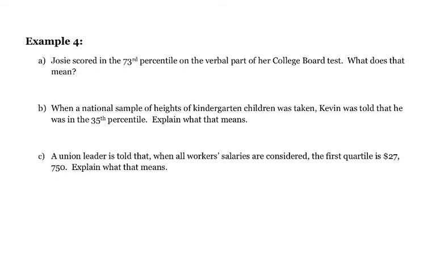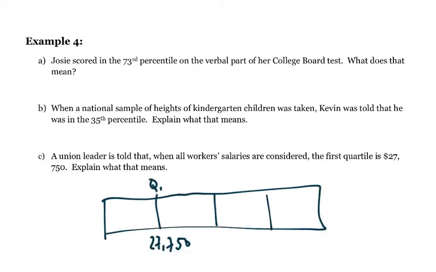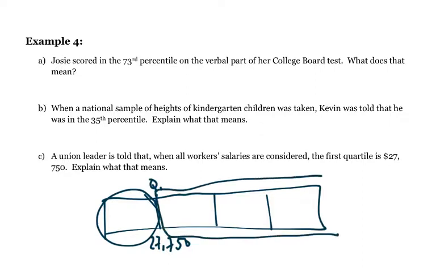Anyway, a union leader is told that when all workers' salaries are considered, the first quartile is 27,750. Explain what that means. That means that a quarter of the employees make less than 27,750. That means that 3/4 of the employees make 27,750 or more. Okay.